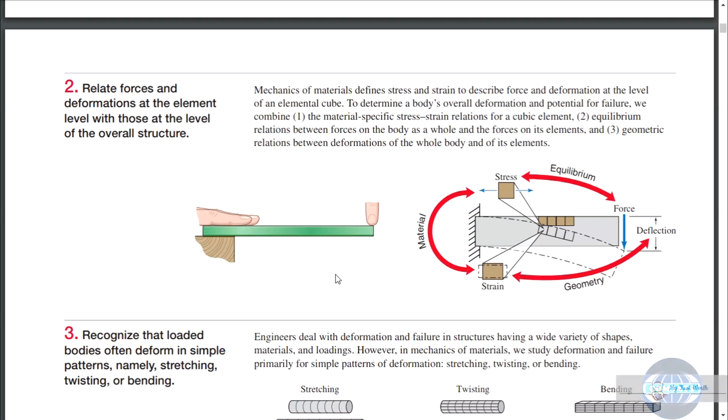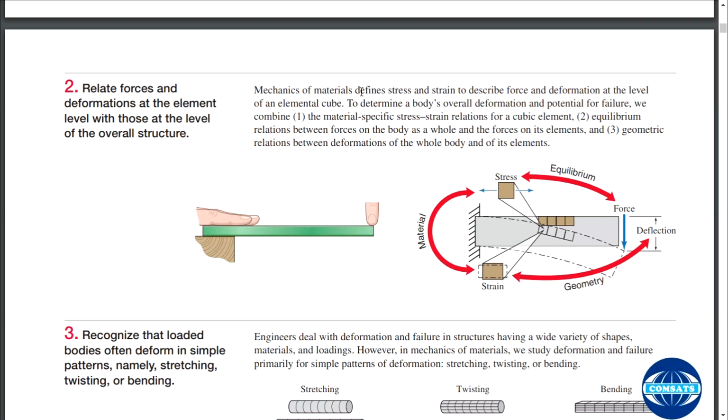Deformation is related to geometry, while deflection is related to position. There is a difference between position and geometry. I reiterate, deformation is related to geometry. In deformation there is a change in shape, while deflection is related to position. There is a change in position of the element.